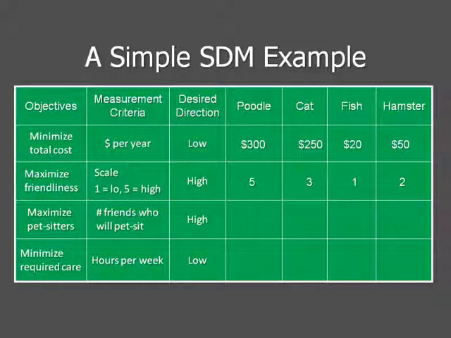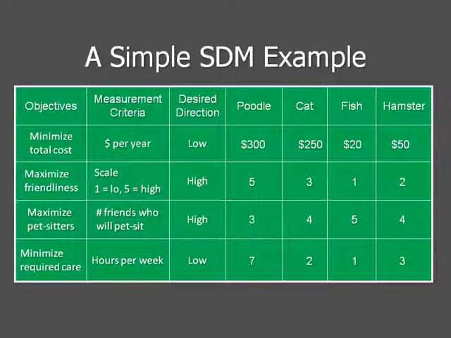And then I need to make predictions about friendliness next. I have my constructed scale, and again, maybe I survey my friends, or I survey people at the pet store. In some way, I develop predictions that the poodle will be the friendliest and the fish will be the least friendly. Then I need to do the same thing with pet sitters. I ask my friends whether they would be willing to, and then I also need to do the same thing with required care. Again, maybe my pet store would be a useful place to get information like this.